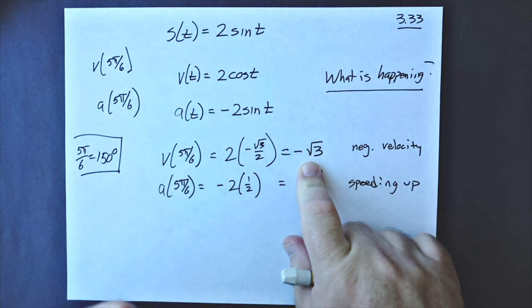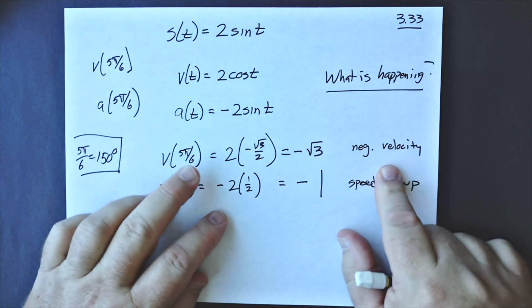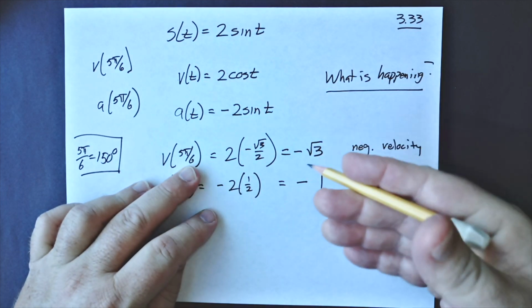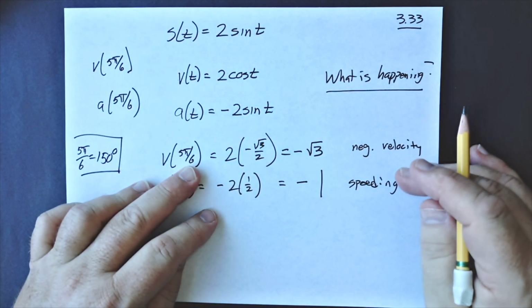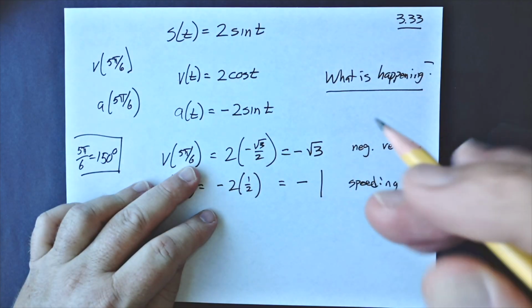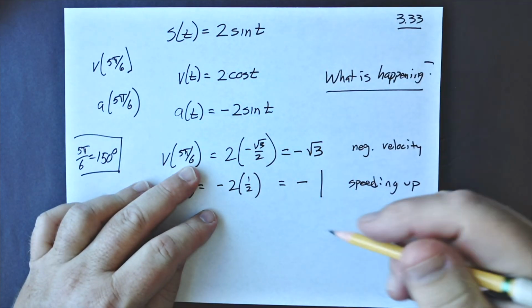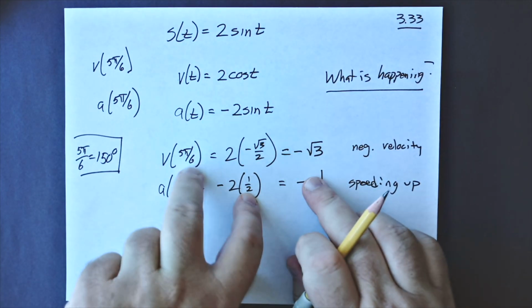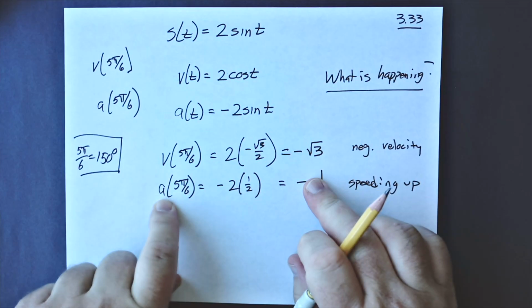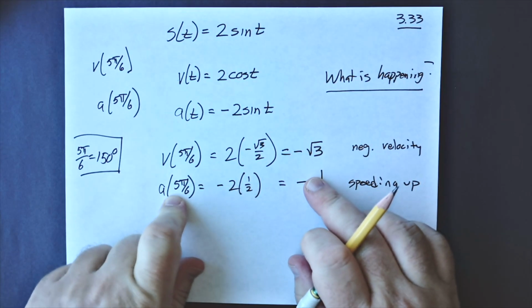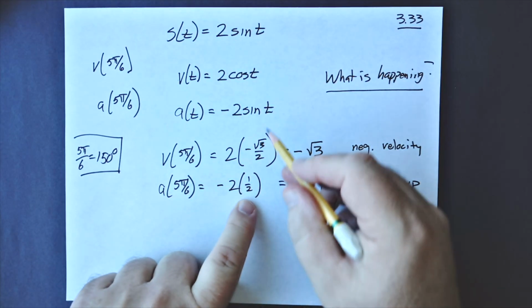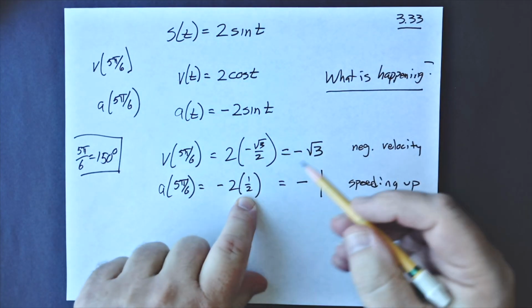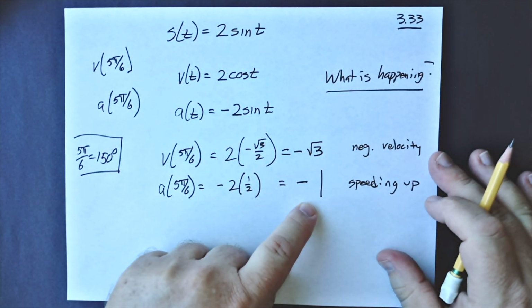So just right there, what's the object doing? Well, it has a negative velocity. So depending on how the object is oriented, if it's going up or down, I think this was a spring example. So in this case, it's oriented vertically. And so this would mean that it is falling at this time. The acceleration at 5 pi over 6 would be negative 2 times the sine of 5 pi over 6, which is a half, which gives us an acceleration of negative 1.